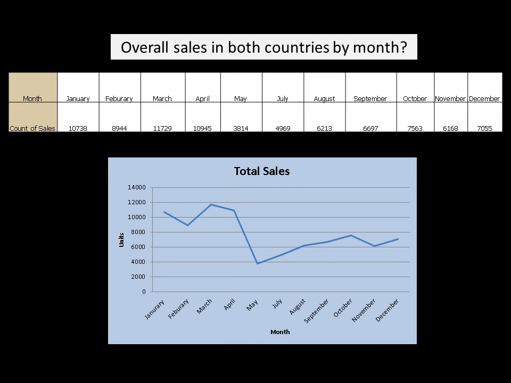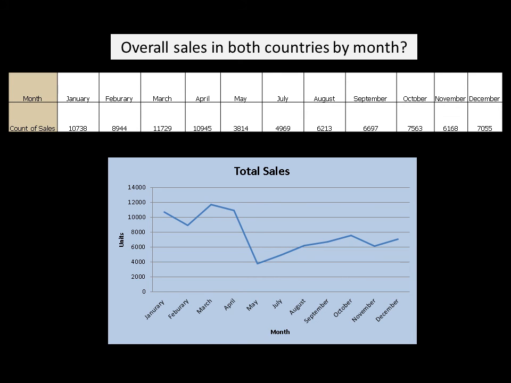In this last set of data that I analyzed, which was overall sales in both countries based on month, you can see that March, which sold close to 12,000 units, almost tripled May, which sold close to 4,000 units, when combined with 2009, 2010, and 2011 sales.